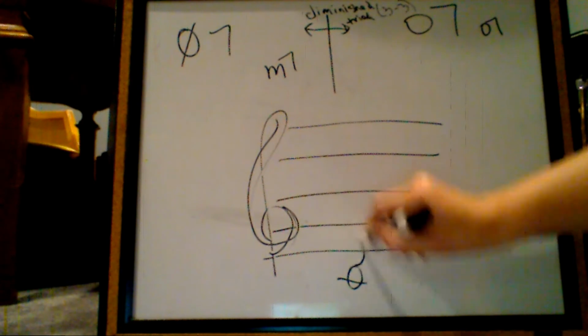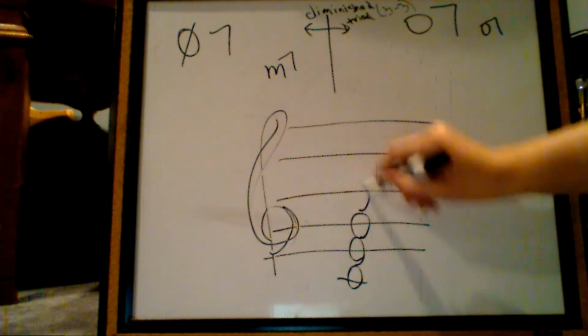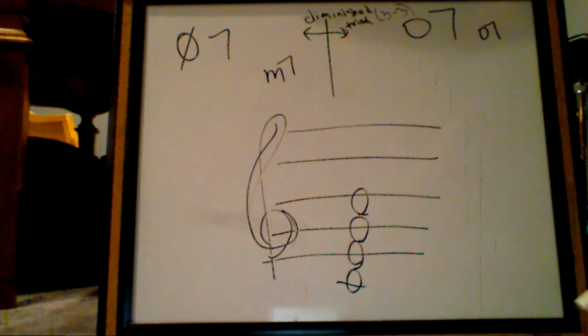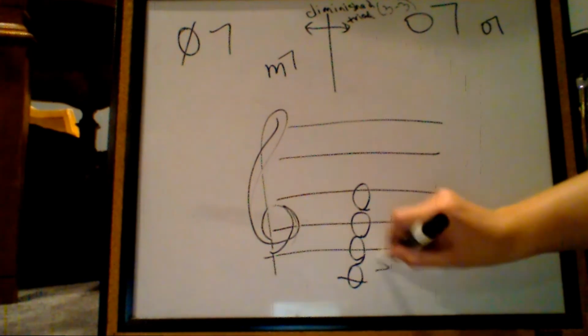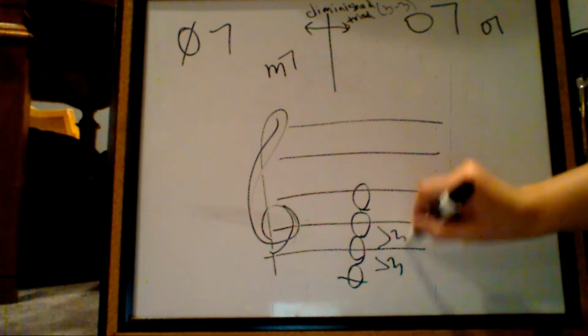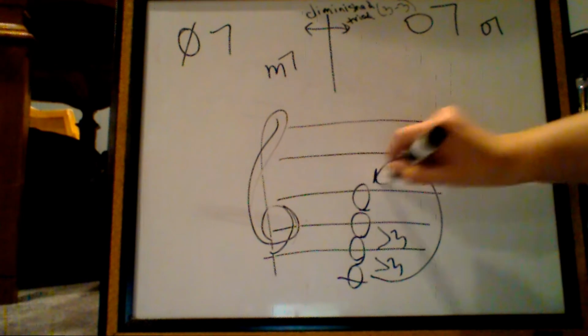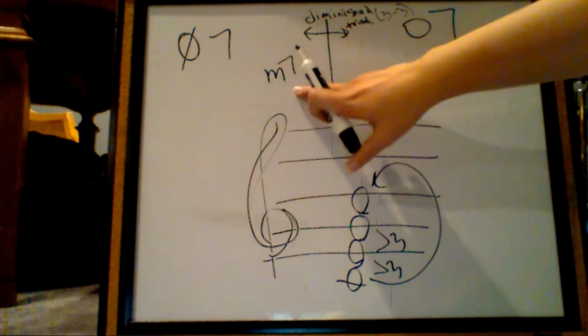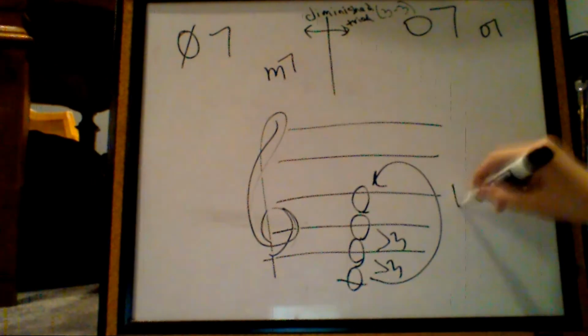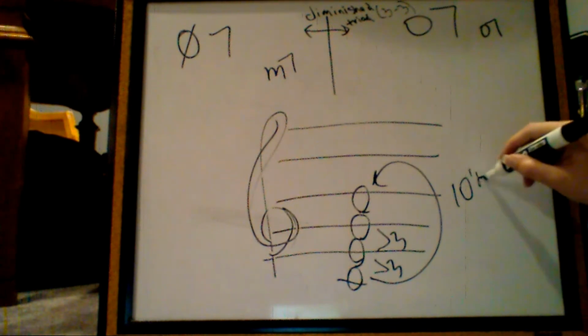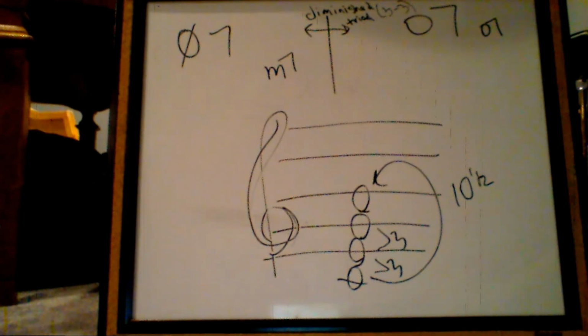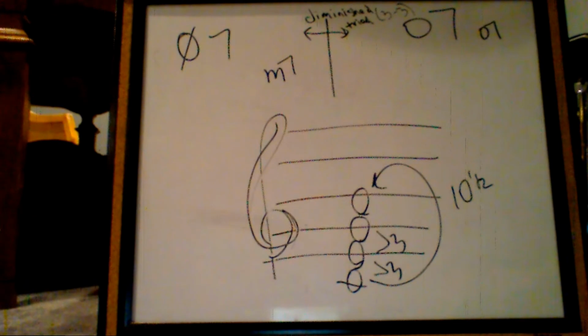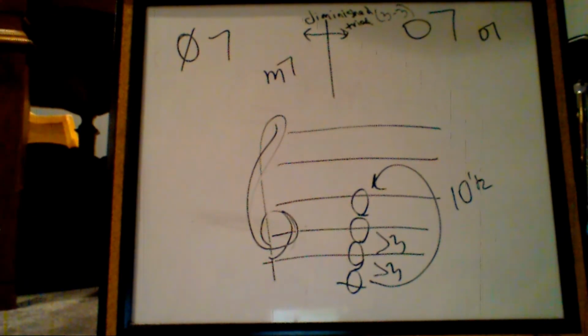Start from a C, like always. And so diminished triad, so this has to be 3, this has to be 3, and this, because it's a minor seventh, has to be 10 half steps again. Just like in your major minor and your minor seventh chords. So then we play this and make sure all of our intervals are right.